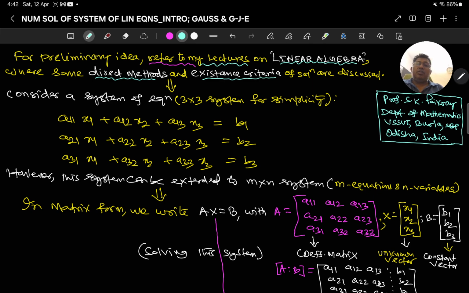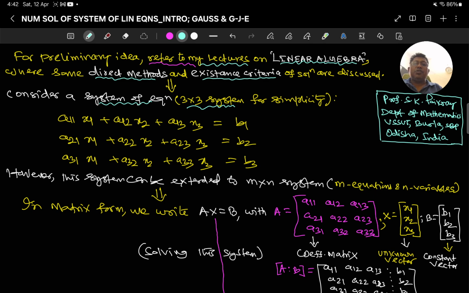Okay, so for a system of equations, I discuss here a 3x3 system for simplicity. However, it can be extended to an m cross n system. Okay, and a few methods are also restricted to square matrices. The number of equations and the number of variables are the same, m equal to n, right?